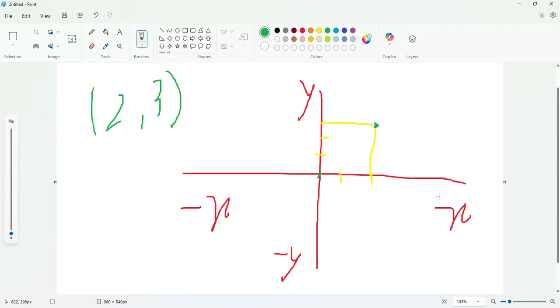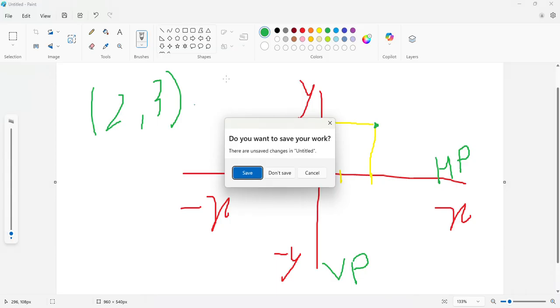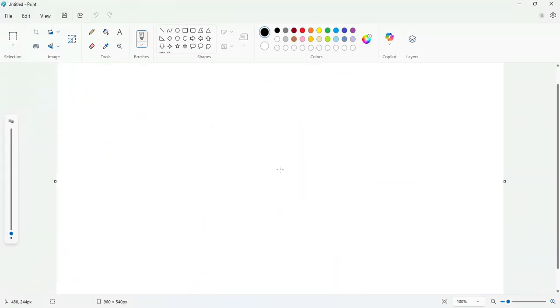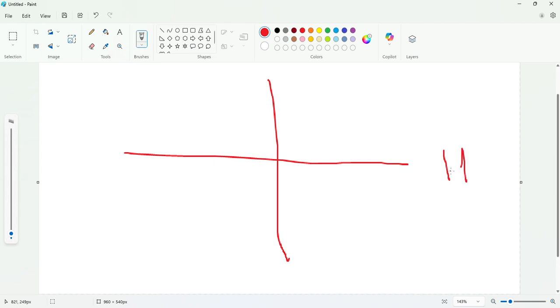So here what we are going to do is, in this projection of points, we are considering this x-axis as HP and y-axis as VP. So first thing, suppose this is your HP x-axis and this is your VP y-axis. Now suppose we have a point A, and this is your horizontal plane and this is your vertical plane.